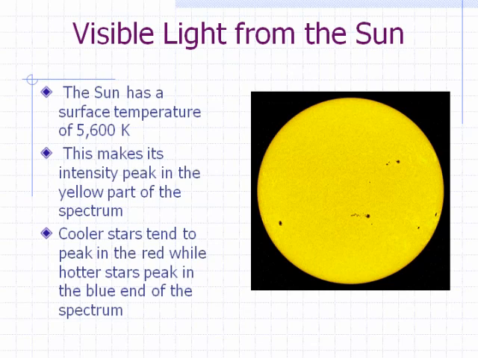The sun, having a surface temperature effectively of about 5,600 degrees Kelvin, again makes the peak intensity somewhere around the yellow part of the spectrum. Again, cooler stars tend to be redder, hotter stars tend to peak in the blue part of the spectrum.